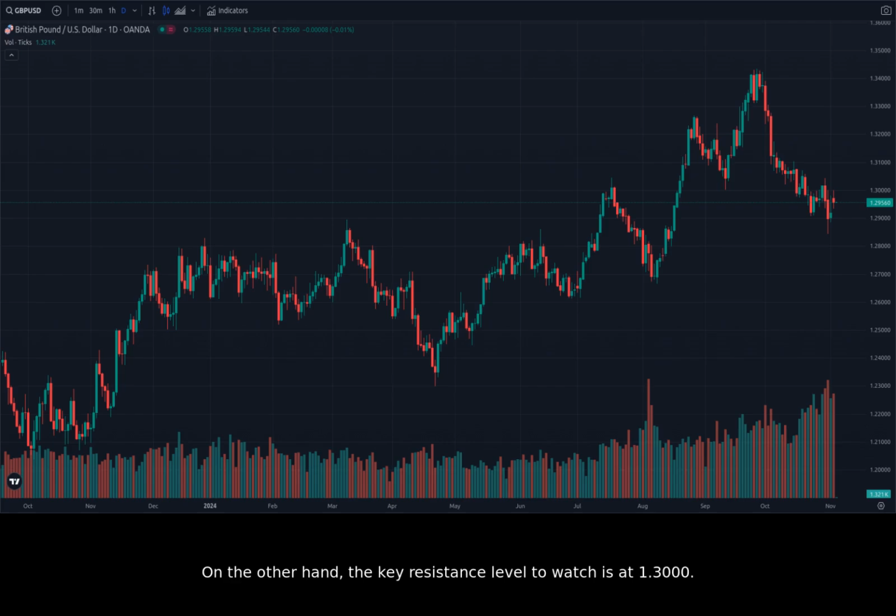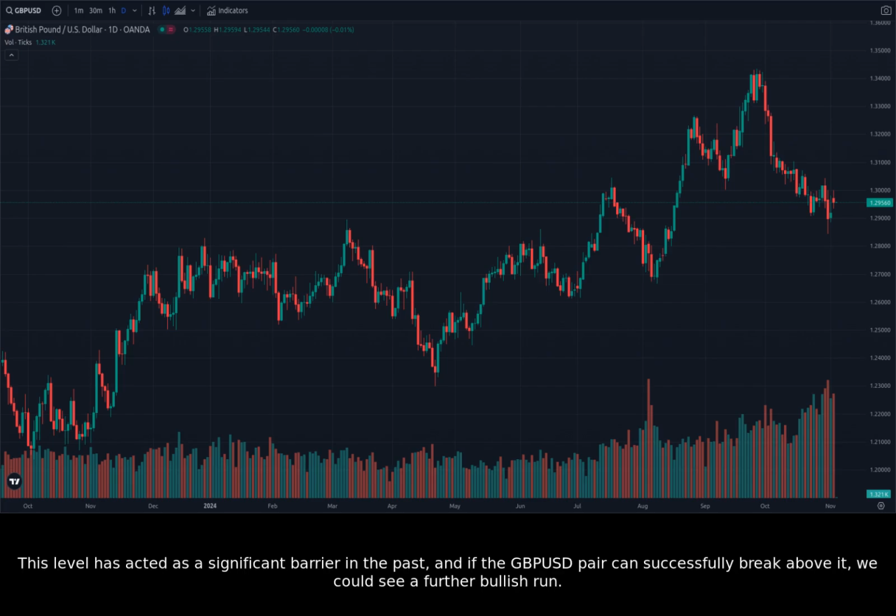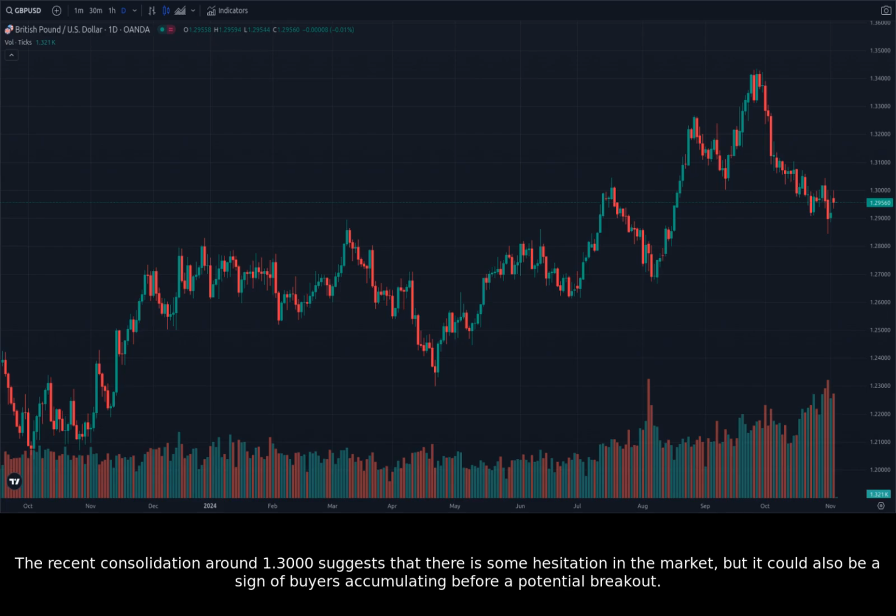On the other hand, the key resistance level to watch is at 1.3000. This level has acted as a significant barrier in the past, and if the GBPUSD pair can successfully break above it, we could see a further bullish run. The recent consolidation around 1.3000 suggests that there is some hesitation in the market, but it could also be a sign of buyers accumulating before a potential breakout.